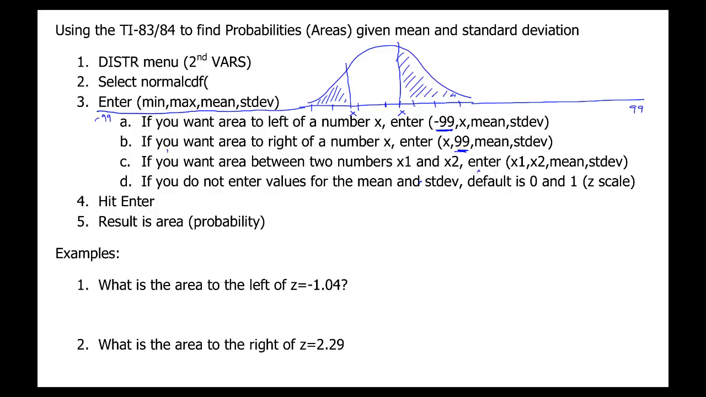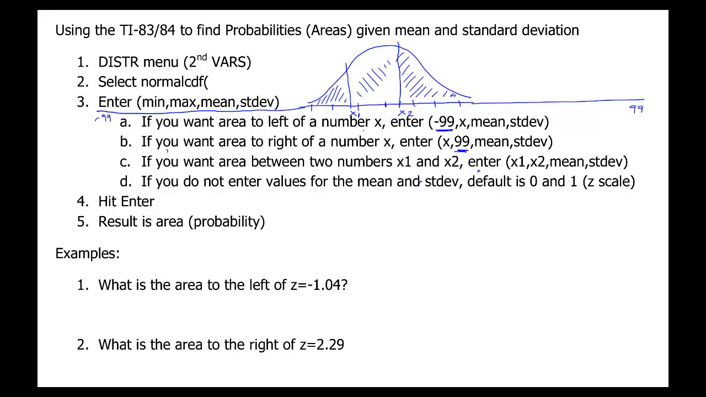If you want the area between those two, and let's just change these to x1 and x2. So now let's say you want the area between them. x1 would be your minimum, x2 would be your maximum, and then you add your mean and standard deviation.